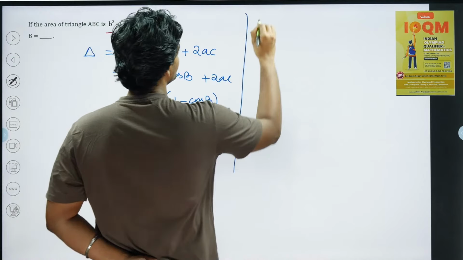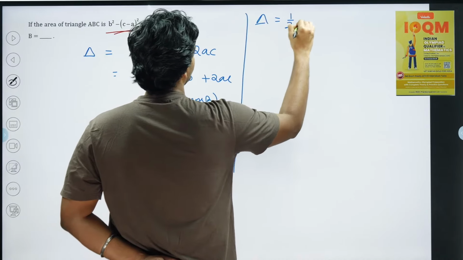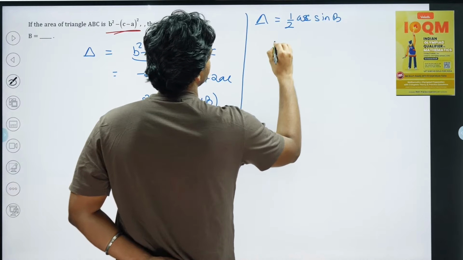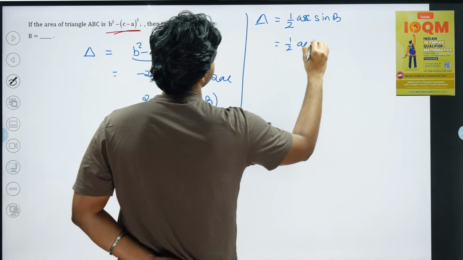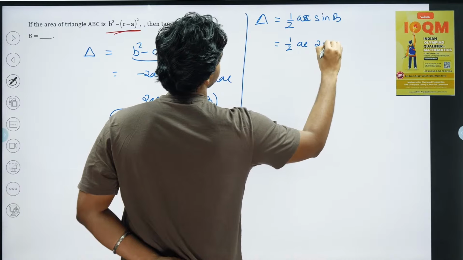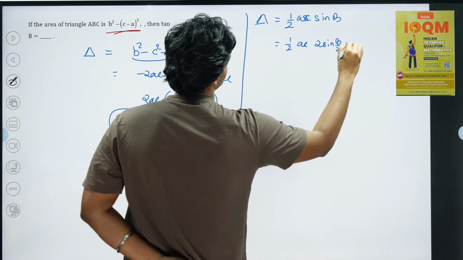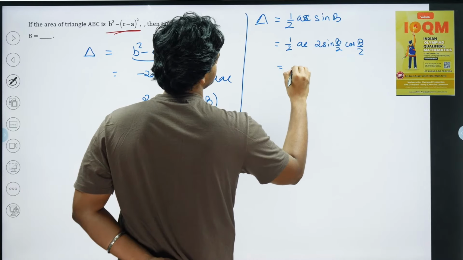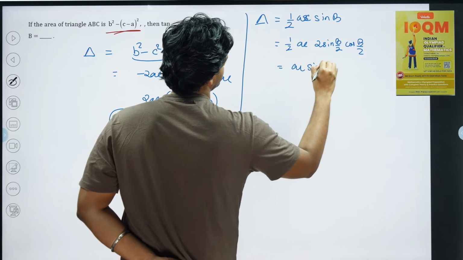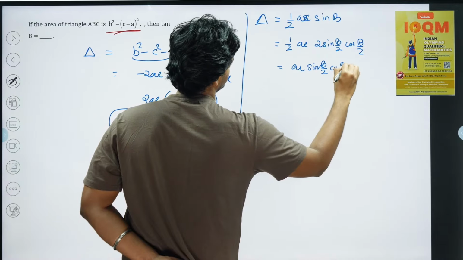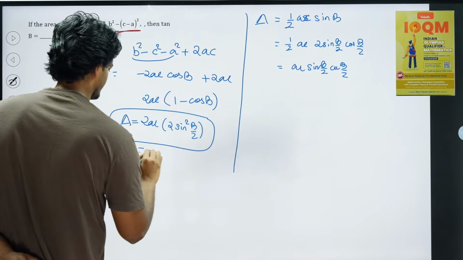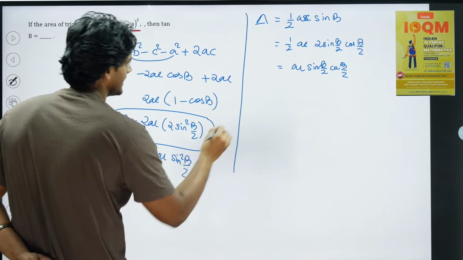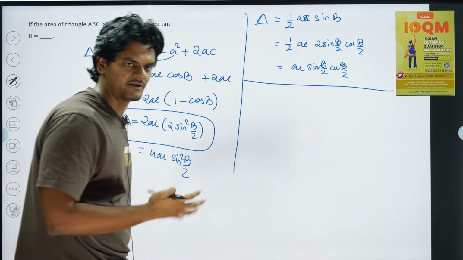But area of a triangle is also half AC sin B, which is also half AC times 2 sin B by 2 cos B by 2, which is AC sin B by 2 cos B by 2, and this is 4AC sin square B by 2. And equating these two, we'll get something beautiful.